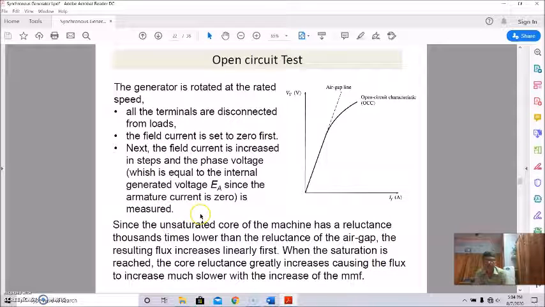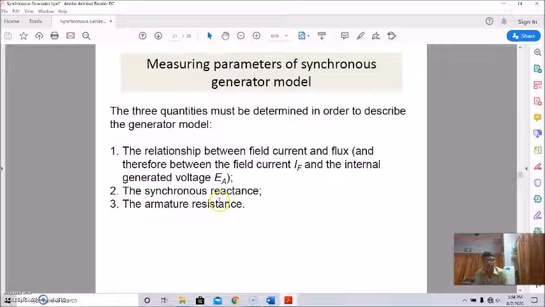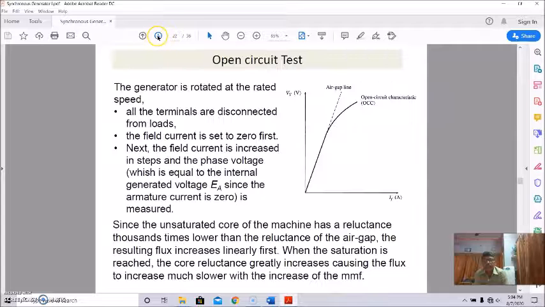So actually it is measured like this. Since the unsaturated core of the machine has a reluctance thousands of times less than the reluctance of the air gap, the resulting flux increases linearly fast, and when the saturation is reached, the core's reluctance greatly increases, causing the flux to increase much slower with the increased field current. So that is why this is the air gap line.